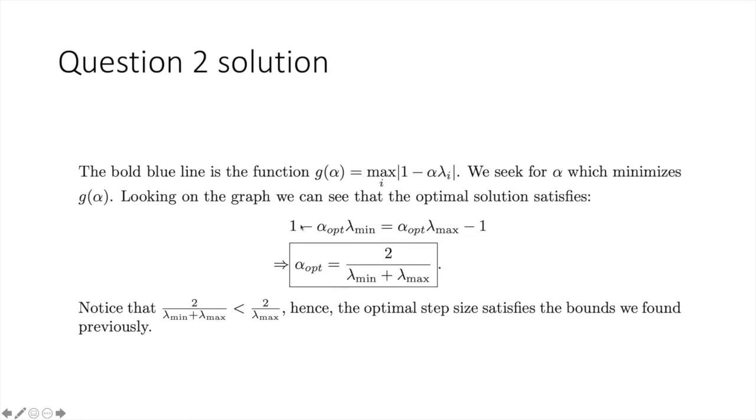We know that 1 minus alpha optimum lambda min has to be equal to alpha optimum lambda max minus 1. And so alpha optimum is equal to 2 divided by lambda min plus lambda max. This is true because we need the absolute value of 1 minus alpha lambda min to be equal to the absolute value of 1 minus alpha lambda max. We can notice that 2 divided by lambda min plus lambda max is smaller than 2 divided by lambda max. So the optimal step size satisfies the bounds we have found previously for the gradient descent to converge.